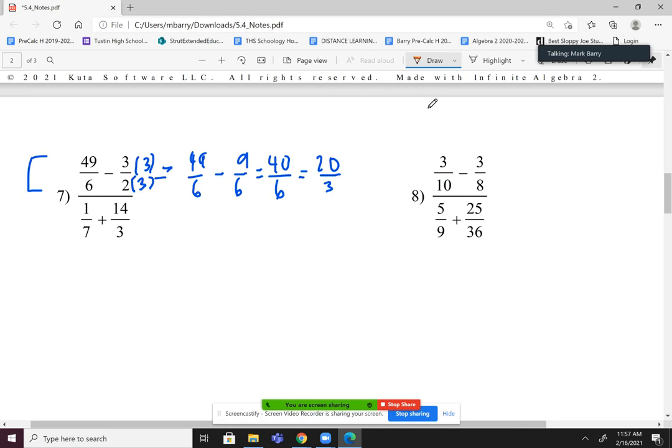Okay, so now that's me doing step 1 on the numerator, but I also need to do it on the denominator, so I have to add these together. So this one I would have to multiply by 7. This one I would have to multiply by 3, so I can make both of these denominators 21.